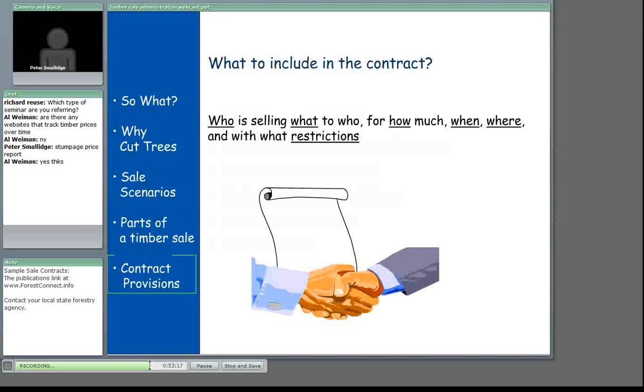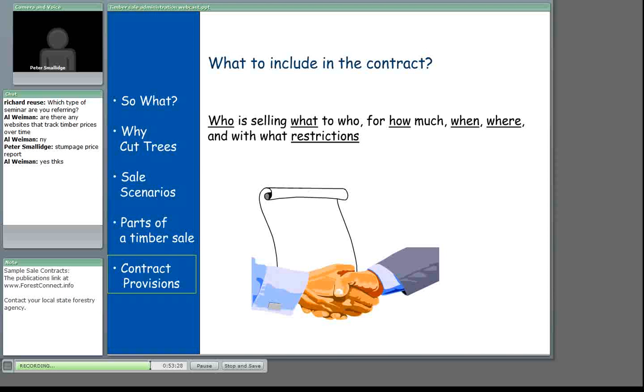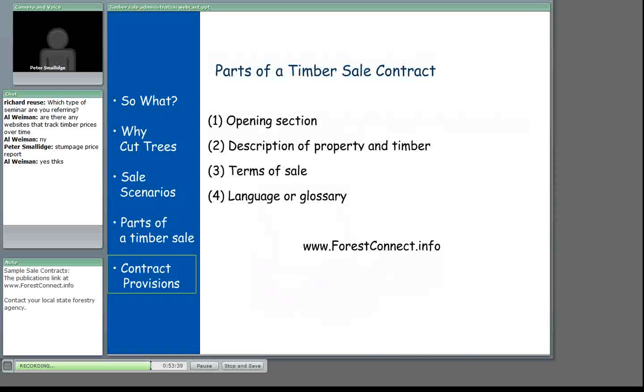In the contract, we'll need to go through fairly quickly here. There are 4 basic parts. The opening section, let me back up. A timber contract is who is selling what to whom, for how much, when does it happen, where does it happen, and what are the restrictions. Pretty standard, in my mind, contract issues. There's an opening section, a second section that would describe the property and the timber, any terms of the sale, and then it's useful to have something on language and glossary. Again, there are examples of that at forestconnect.info.